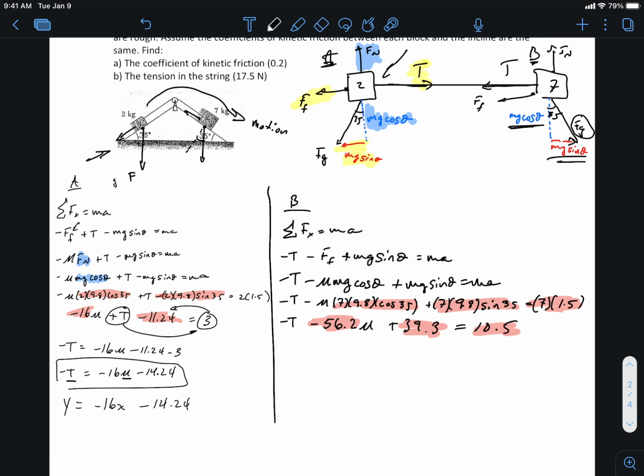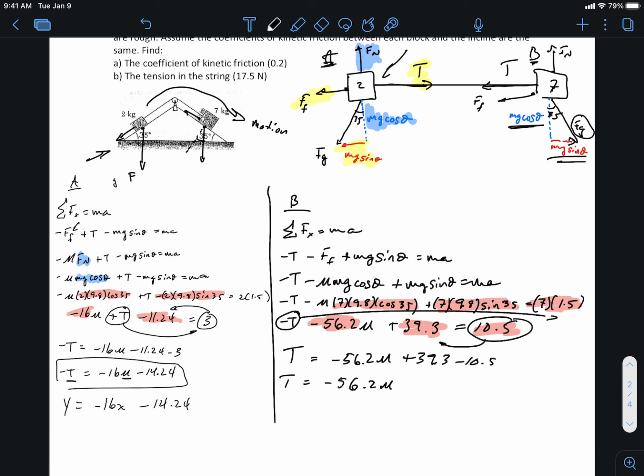But I'm going to strategically do something. I'm going to bring this to the other side, and I'm going to take this and put it to the other side. All right, and what you're going to get is positive t is equal to negative 56.2 mu plus 39.3 minus 10.5. And if I clean that up, I'm going to get an equation that looks like that. That's it.